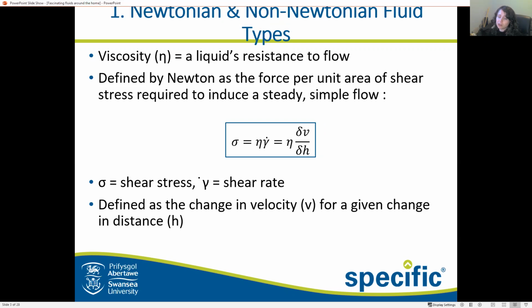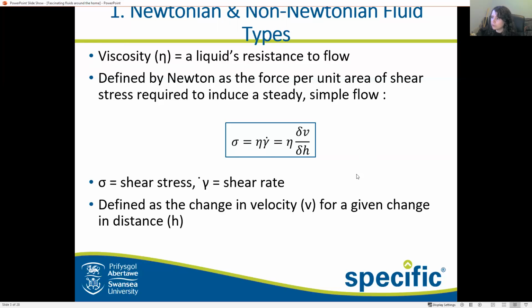So this was defined by Newton as a force per unit area of shear stress. So this is the stress being applied to shear a fluid, like what I'm doing here, trying to shear bits of my skin off of my hand. Maybe not a great example, but great one if you have loose skin. And this is required to produce a steady and simple flow, as given in the Newtonian equation in the center here. So this symbol here, this is viscosity, and then we have shear stress and shear rate.